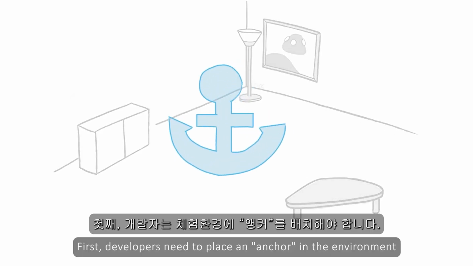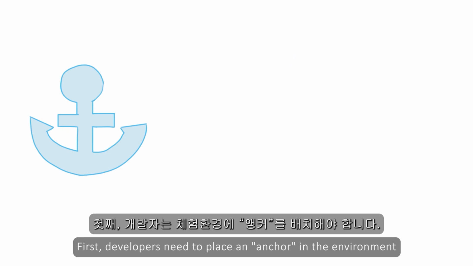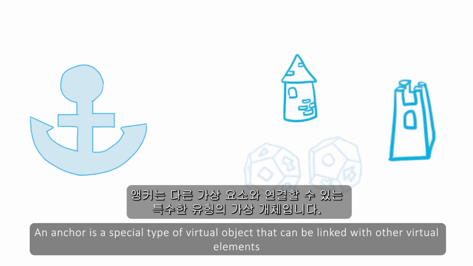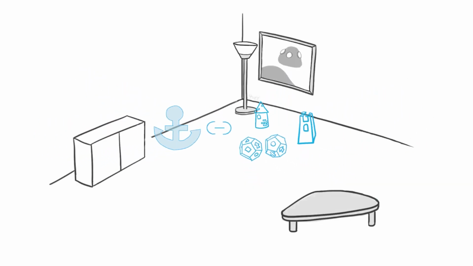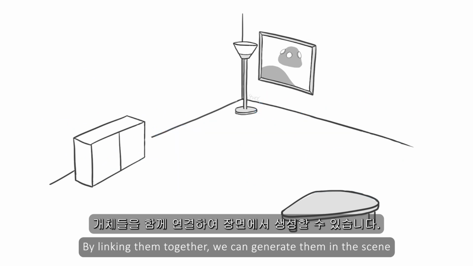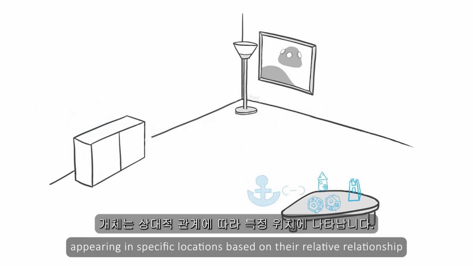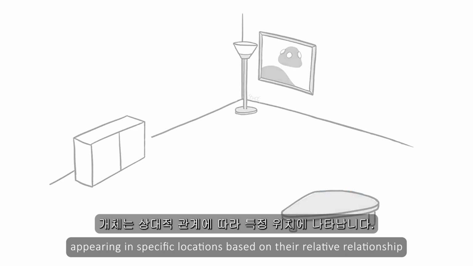First, developers need to place an anchor in the environment. An anchor is a spatial type of virtual object that can be linked with other virtual elements. By linking them together, we can generate them in the scene, appearing in specific locations based on their relative relationship.